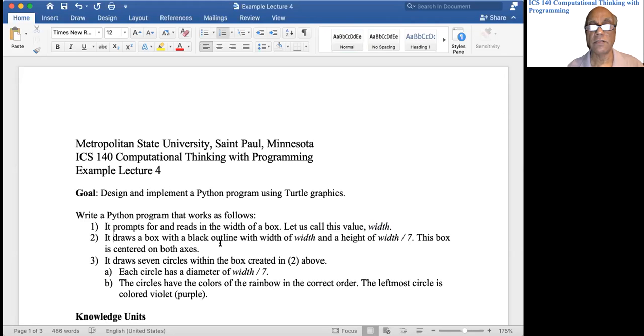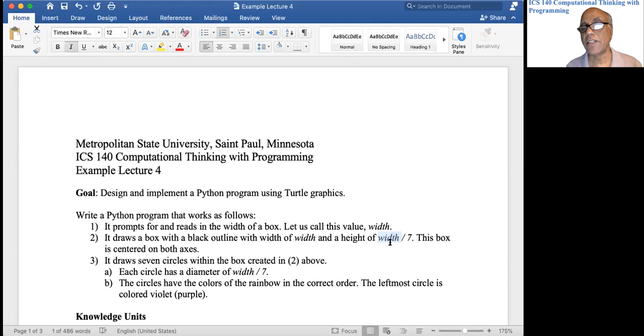It, that is the program, draws a box in black. That is, the outline is black, inside it is all white. The width of that box is going to be whatever value you read in here. So if the user typed in 300, you will be drawing a box with a horizontal width of 300. And the height should be width divided by 7. Of course, this may not be a whole number. So we're not going to worry too much about what happens if there are fractions.